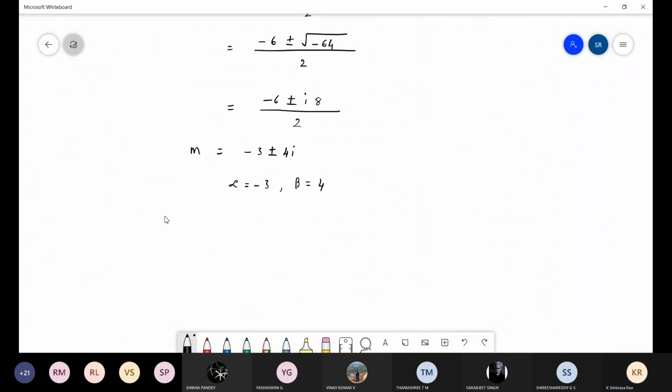Xc is nothing but x because the RHS is 0. Xc equals e power minus 3t. Got it? Not y. X should be on the left hand side, t should be on the right hand side. X in terms of t: e power minus 3t into c1 cos 4t plus c2 sin 4t. Only a small change in how to write the solution. It should be x in terms of t, so finally x equals e power minus 3t into c1 cos 4t plus c2 sin 4t.